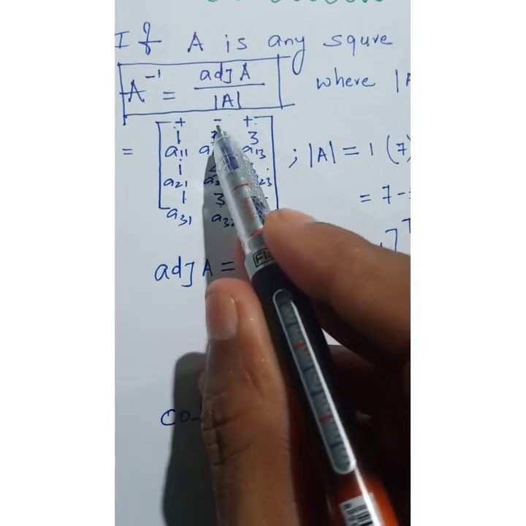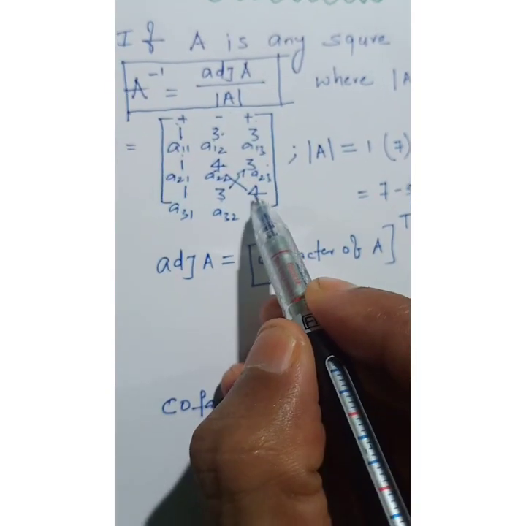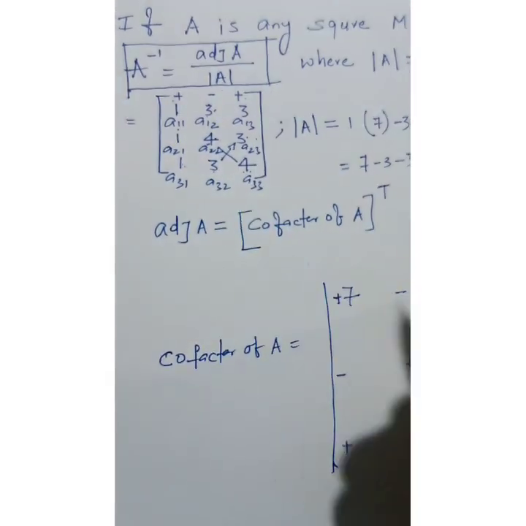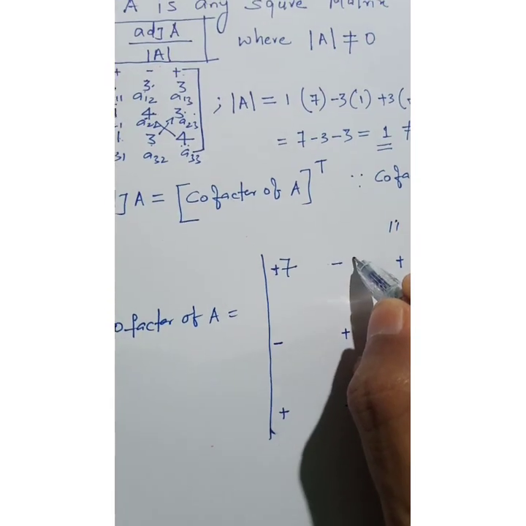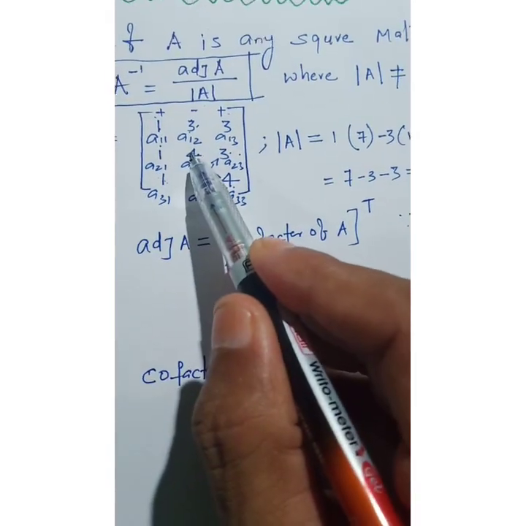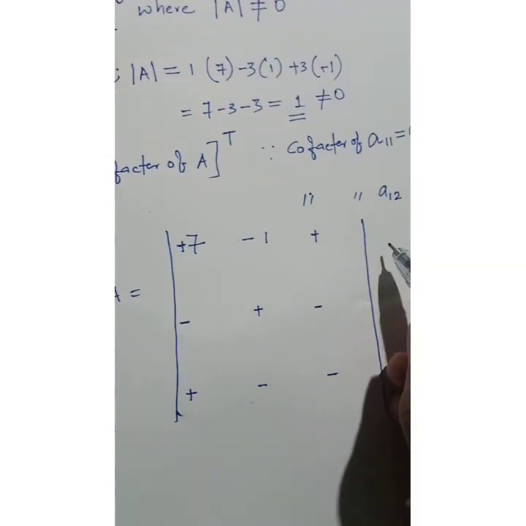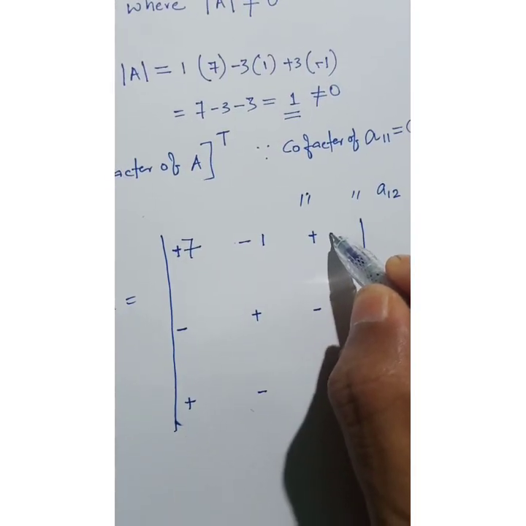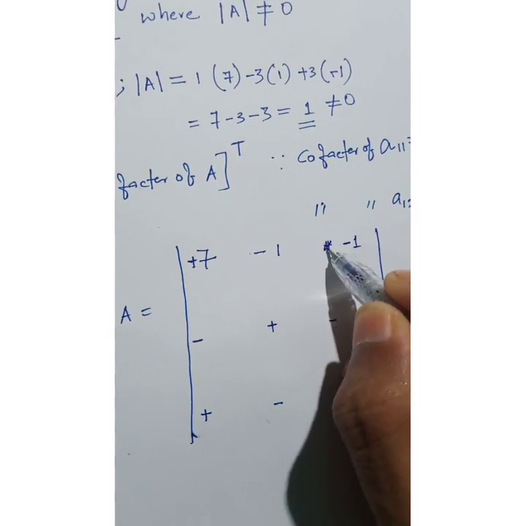Next, for this element, ignoring this column, this row, that will be 4 1 1 4, 4 minus 3. 4 minus 3 is nothing but your 1. Now for this one, ignoring this, 3 minus 4. 3 minus 4 is how much? Minus 1. Minus 1 and plus, that becomes totally minus 1 only. So this is no need here.